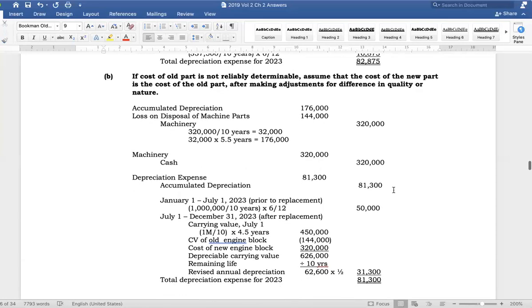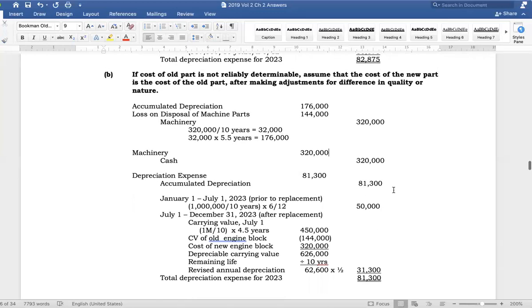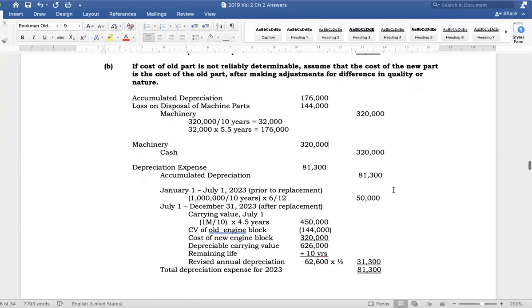Then compute again for the revised annual depreciation. So we'll do it again from January 1 to July 1. So from January 1 to July 1, 2023, your cost is still 1 million divided by 10 years times 6 over 12. So that is also 50,000.